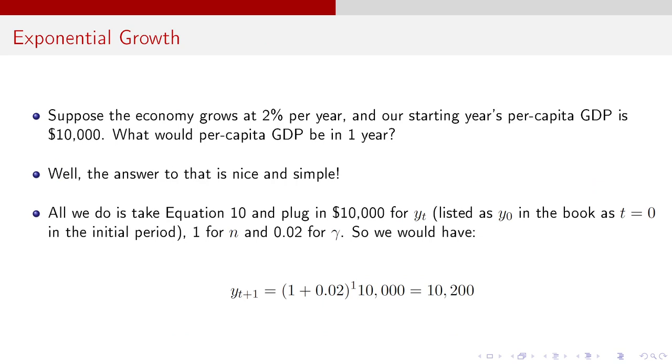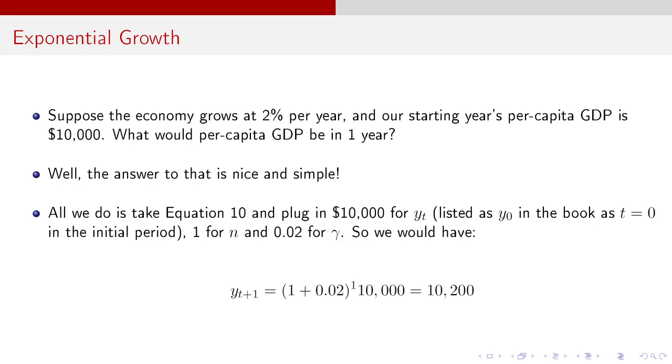So let's say that gamma is 2%. The economy grows at 2% a year, and our starting year's per capita GDP is $10,000. What's per capita GDP in a year? Well, the answer is nice and simple because of that cool exponential growth function that we saw. Just take the equation, plug in 10,000 for YT. Now, it's listed as Y0 in the book, or as T equals 0, the initial period.